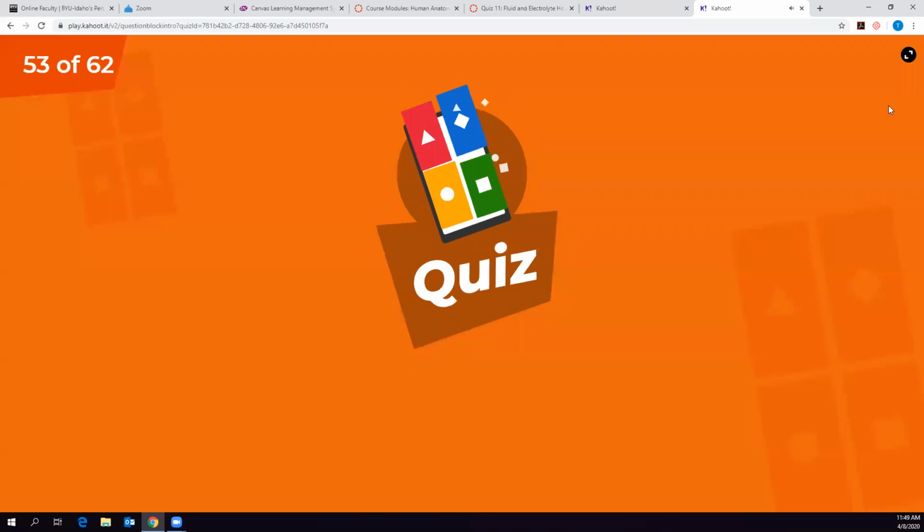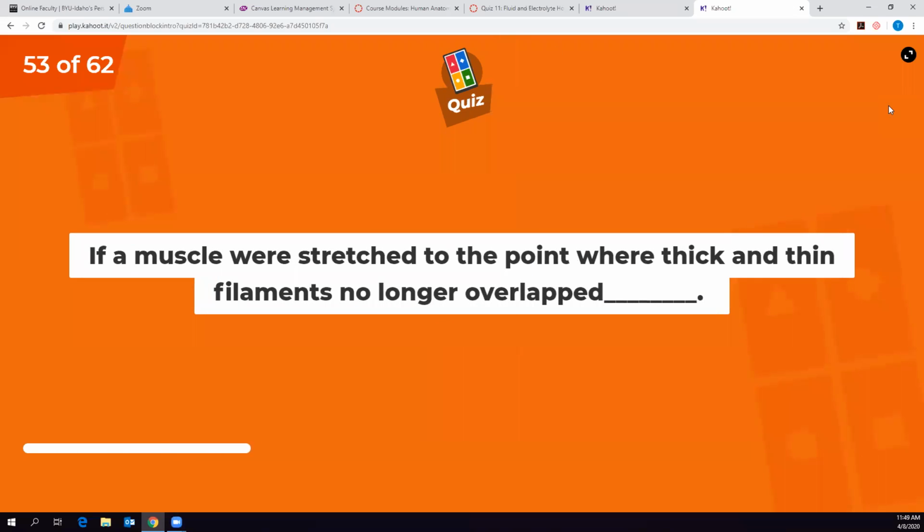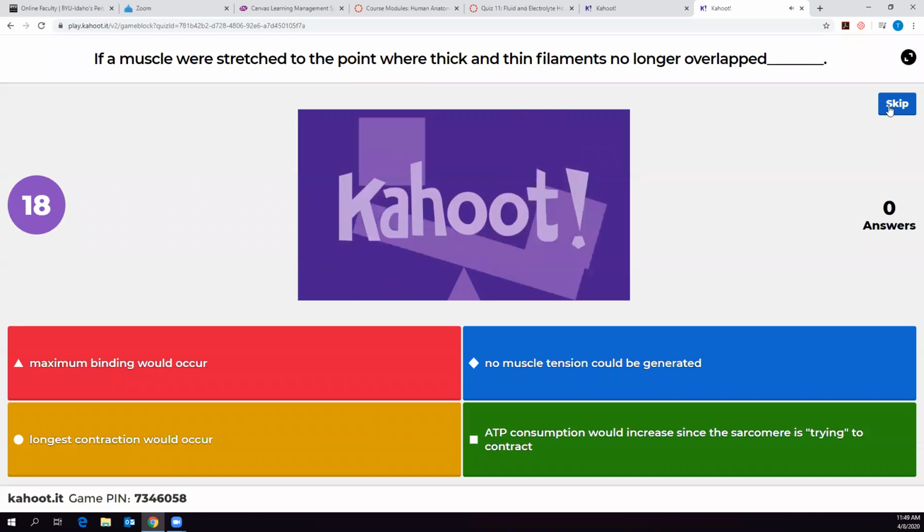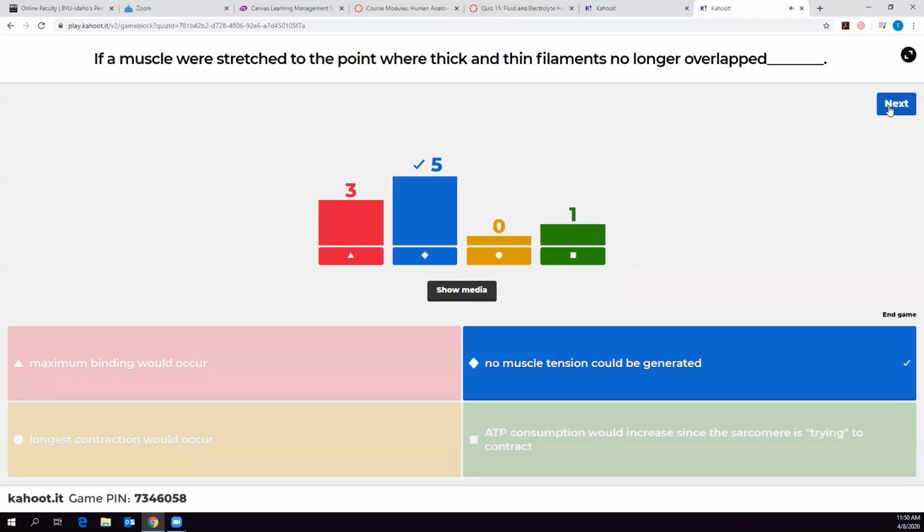All right, just about done. If a muscle were stretched to a point where thick and thin filaments no longer overlapped, then... that's right. We couldn't pull anymore if they didn't overlap. Okay, good job.